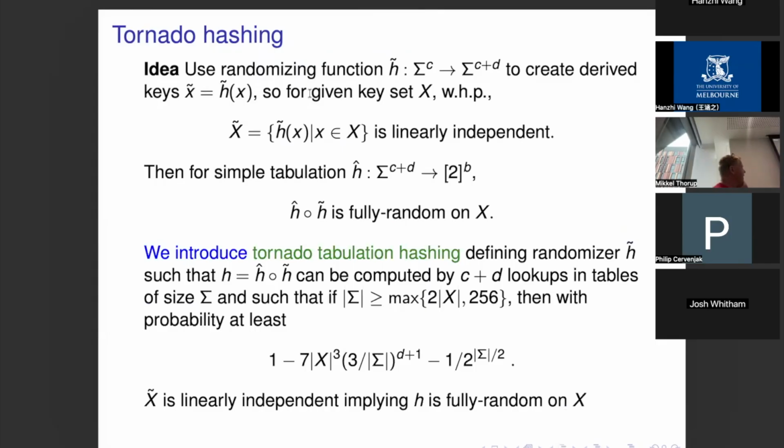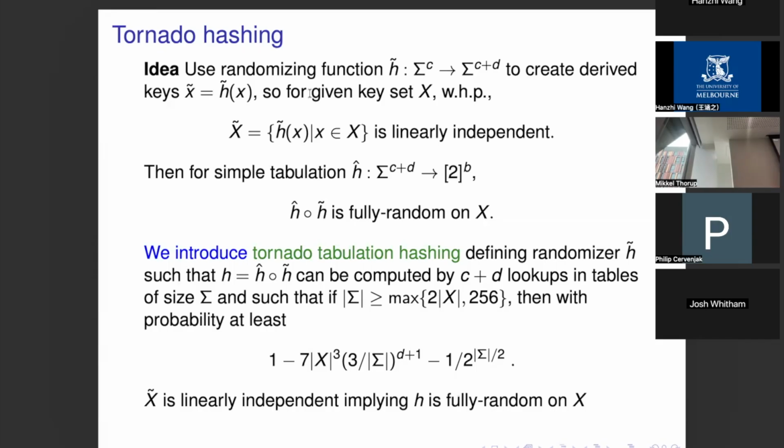We're going to define a randomizer on keys. When we compute the simple tabulation hash function on a key with C characters, we pay C lookups. Now I'm going to add D lookups, so I'm going to do C plus D lookups. And so the probability that it is linearly independent is this big. Let me just talk about these different numbers. They're not random. Well, 7 is not perfect, but everything else is perfect.